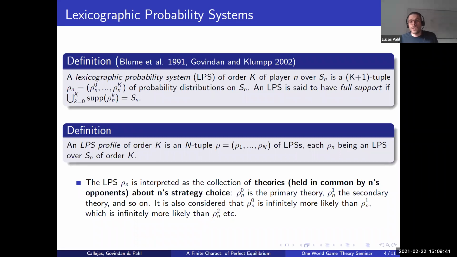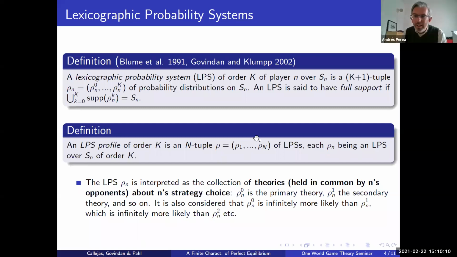So ho 0 n can be seen as the primary theory or the primary conjecture about what n is going to play, ho 1 n a secondary conjecture about what n is going to play, and so on and so forth. And it's also considered that ho 0 n is infinitely more likely to be played by player n than ho 1 n, which is infinitely more likely to be played than ho 2 n, and so on and so forth. So there is a certain hierarchy in this interpretation.